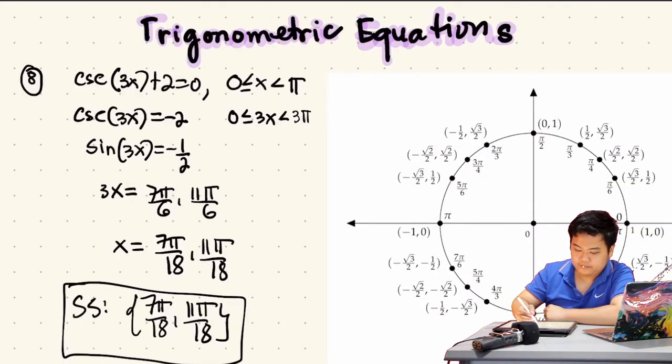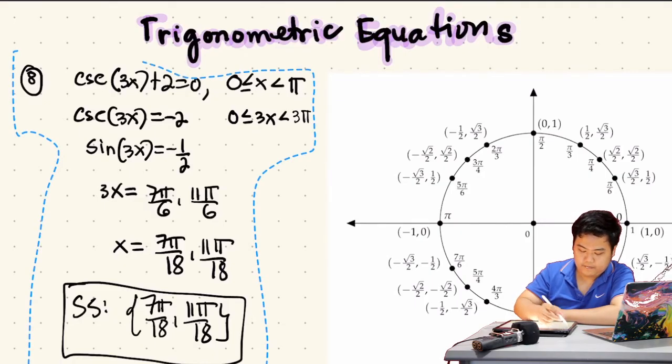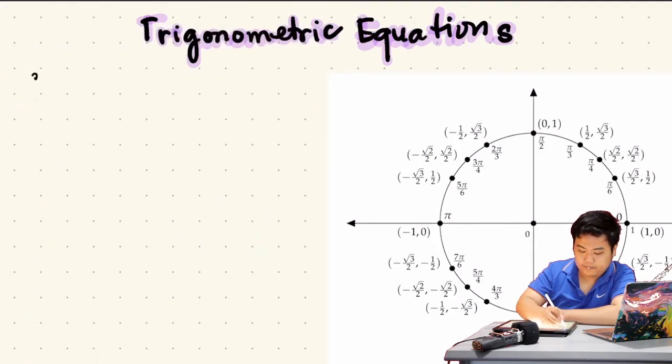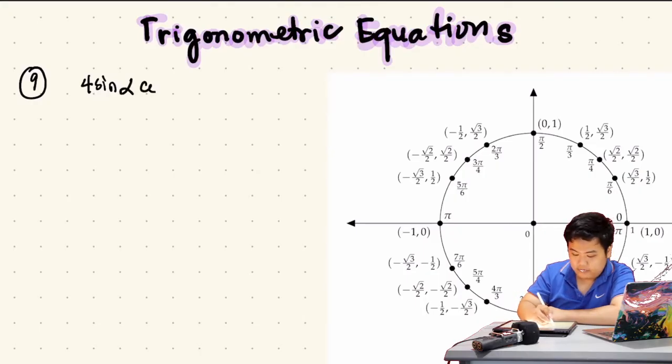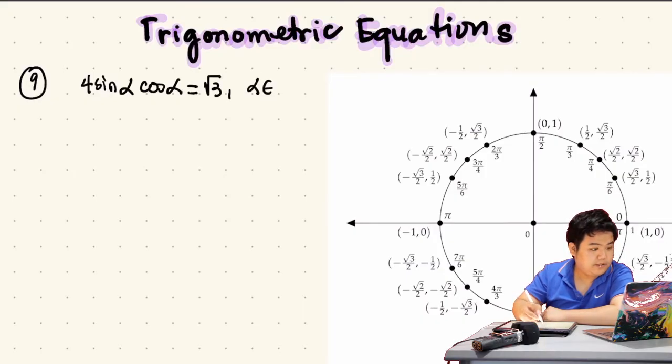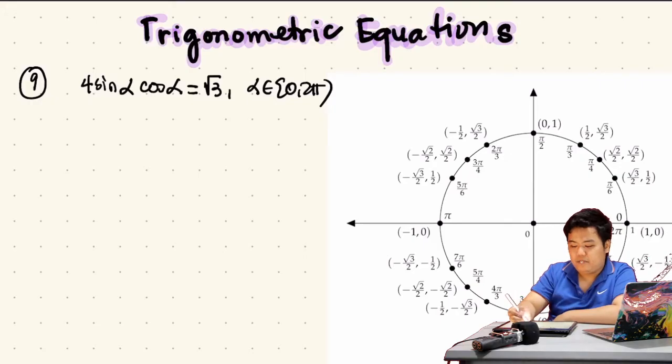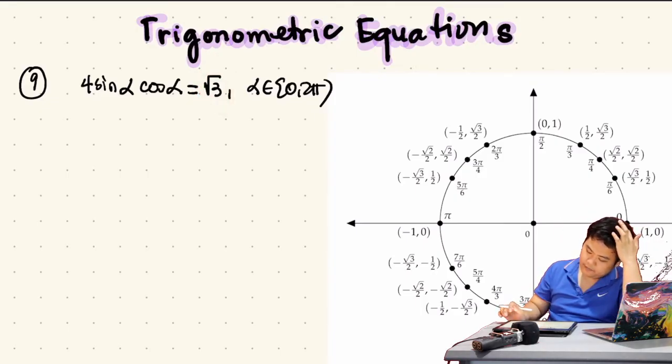Okay. Let's do number 9. Kaya natin to. For sine x, I wanna use ibang letter. Sige, alpha. 4 sine alpha cosine alpha equal to square root of 3. But our alpha here is from 0 to 2 pi ulit. So for this one, magagawa mo lang yung factor ito tas equate sa right hand side if the right hand side is 0. Kaso ito hindi 0. So baka kailangan ng ibang paraan dito.